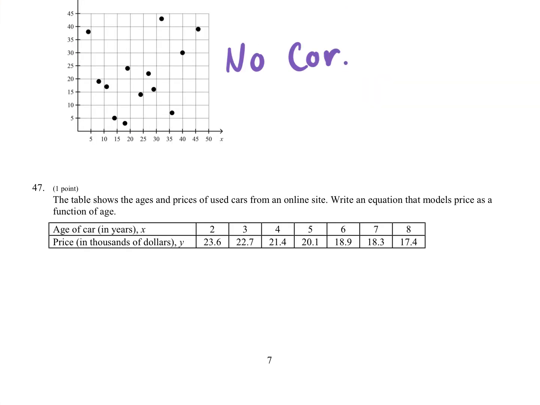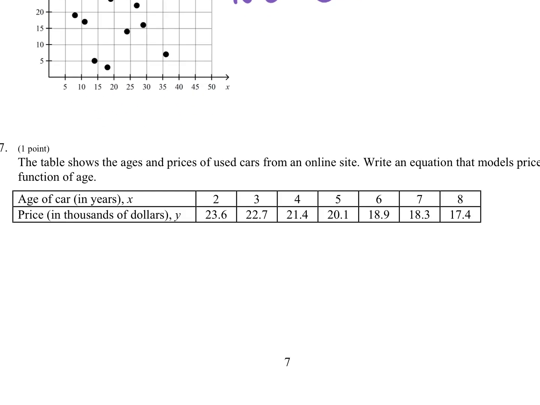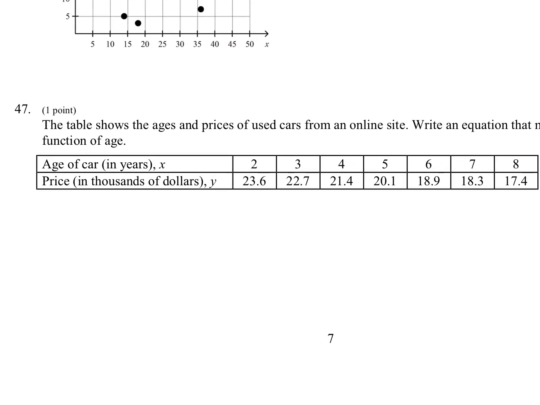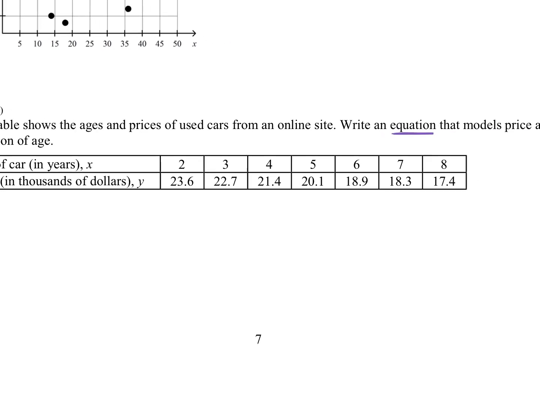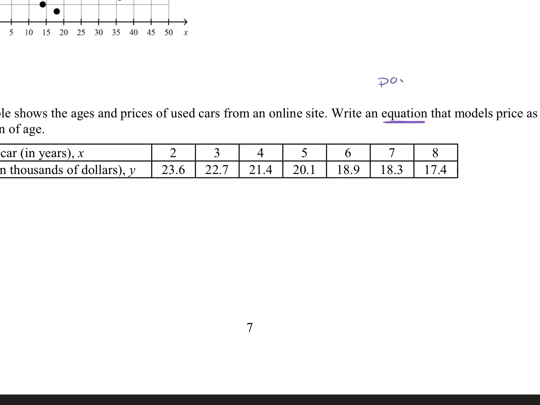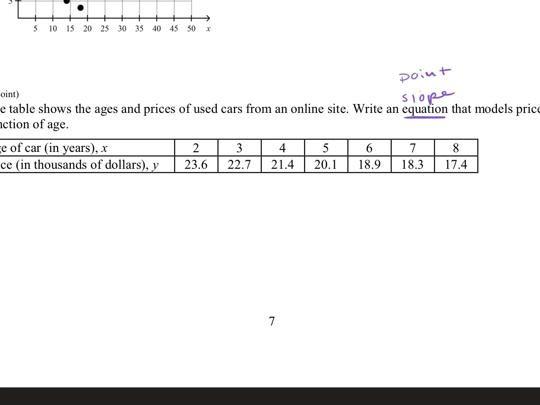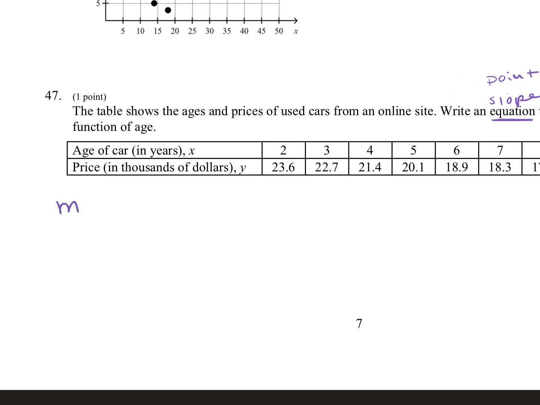So 47 says the table shows the ages and prices of used cars from an online site. Write an equation that models price as a function of the age. So the age is our x's, the price is our y. So if I need an equation of a line, I need a point and the slope. So I could use any point, or I could use any 2 points to find the slope. What's my slope formula?